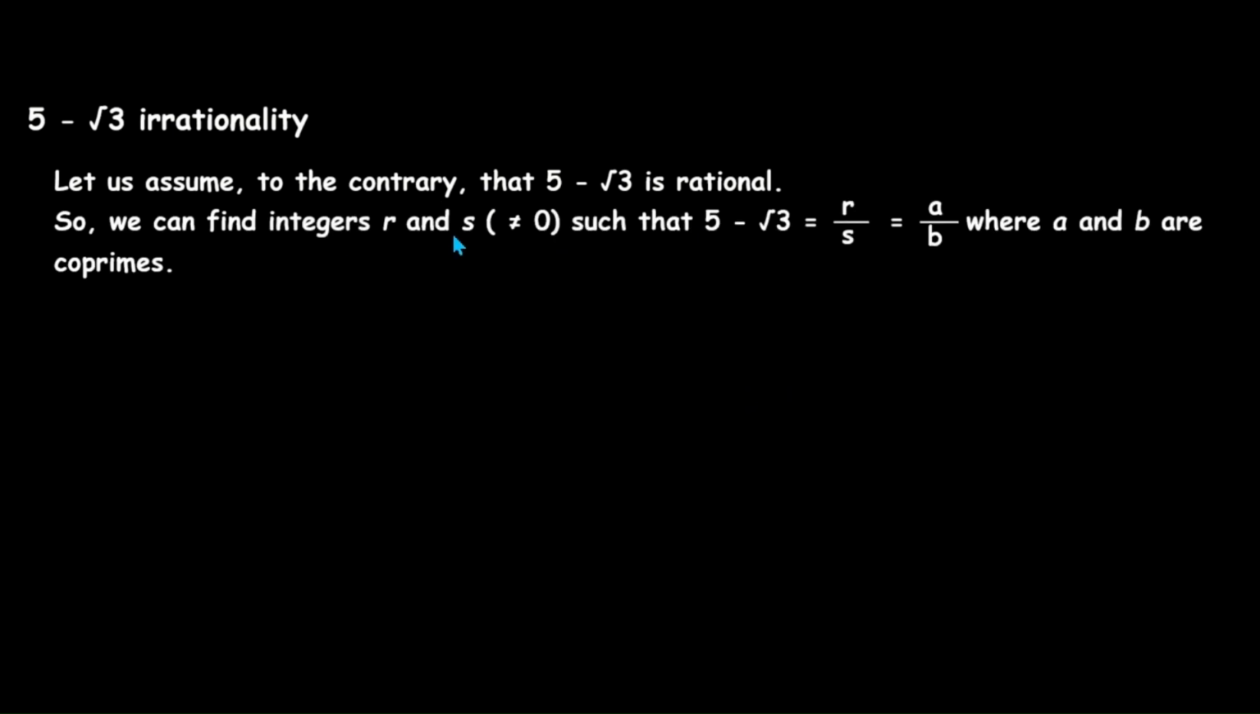The method that we are going to use is the same proof by contradiction method that we used to prove root 2 to be irrational. So let's start with the assumption that 5 minus root 3 is rational. And for it to be rational, there have to be two integers r and s, with s not equal to 0, so that we can express 5 minus root 3 as r by s. And if it is not in the simplest form, bring it to the simplest form a by b. And in this form, a and b would be coprimes.